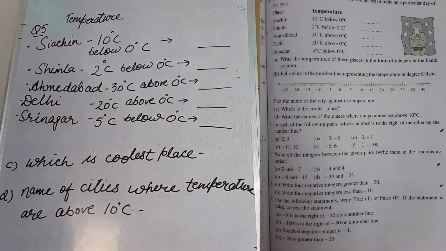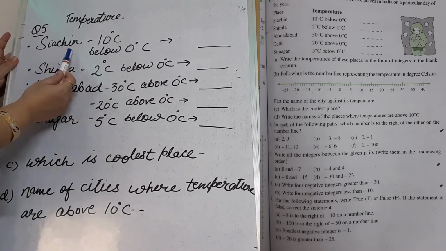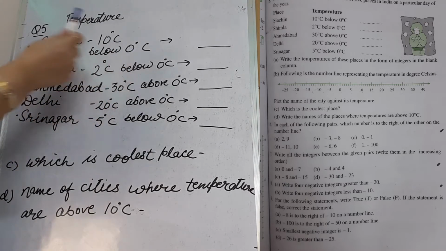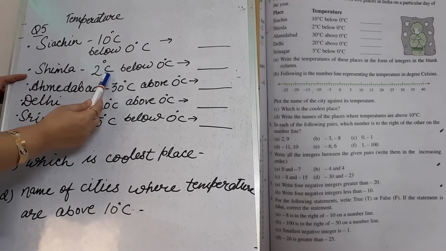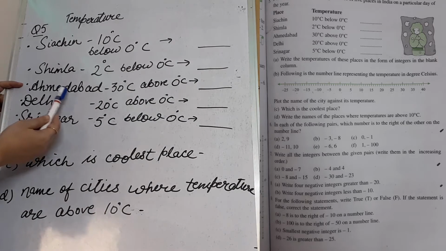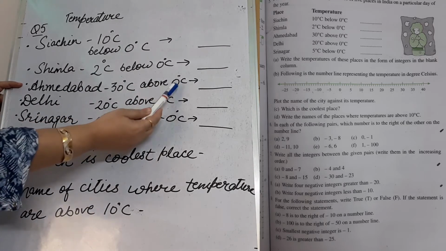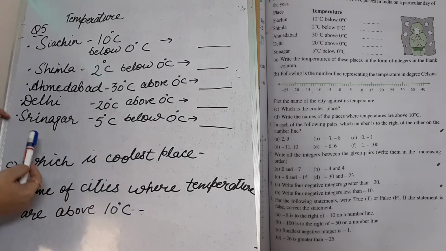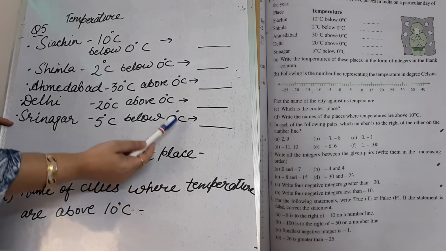Now question number 5 of this exercise is following the list of temperature of 5 places in India on a particular day of the year. First place is given Siachen, that is 10 degrees C below 0 degrees C. Shimla having temperature 2 degrees C below 0 degrees C. Ahmedabad 30 degrees C above 0 degrees C. Delhi 20 degrees C above 0 degrees C. Srinagar 5 degrees C below 0 degrees C.